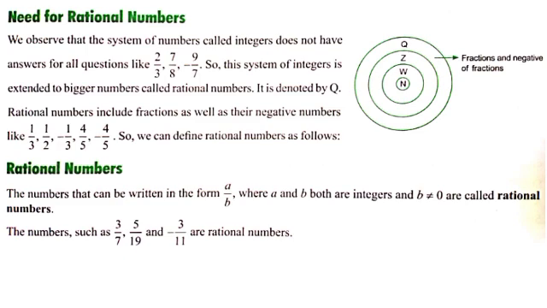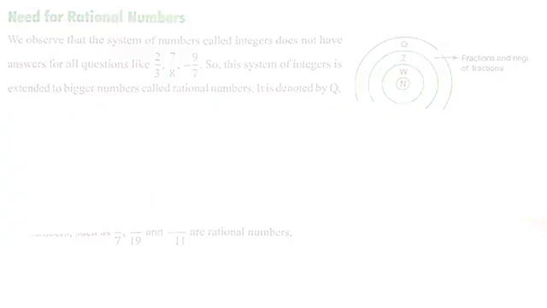These are called the natural numbers. The numbers such as 3 by 7, 5 by 19, and minus 3 by 11 are rational numbers. So here, a division, a fraction, cannot have 0 as the denominator. That is a law. So b is not equal to 0.